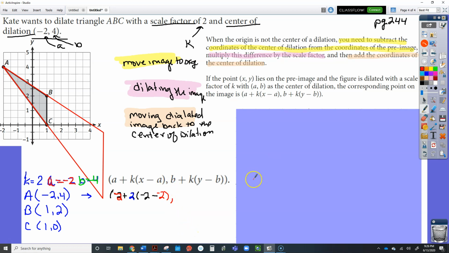Now, the B is green, so the B value is 4, and then it's plus K, which is 2, and then we're going to multiply that times the Y value, which is 4, minus the B value, which is 4 again.